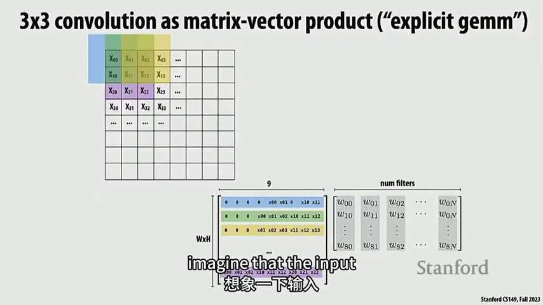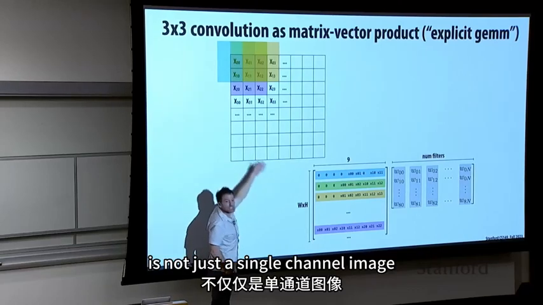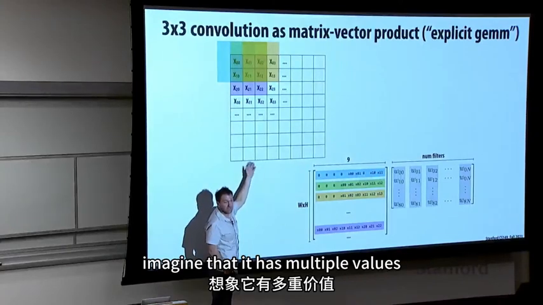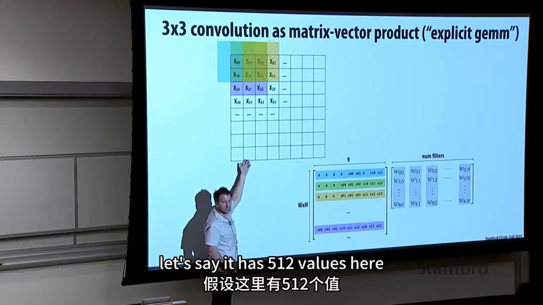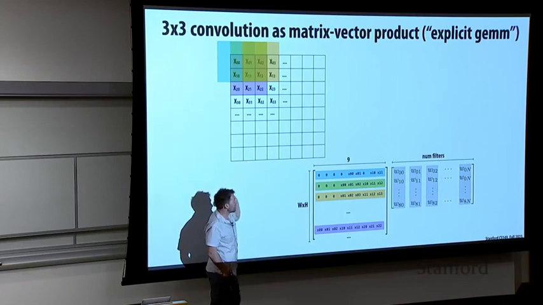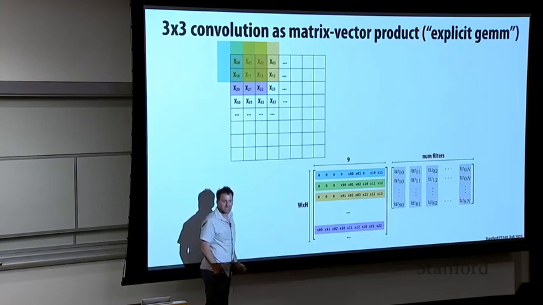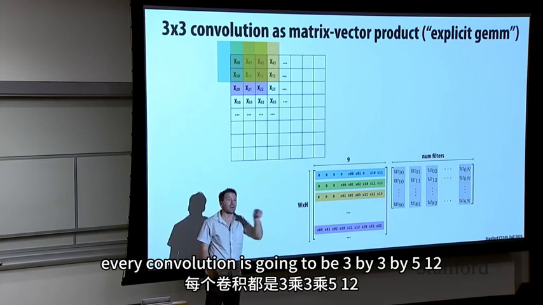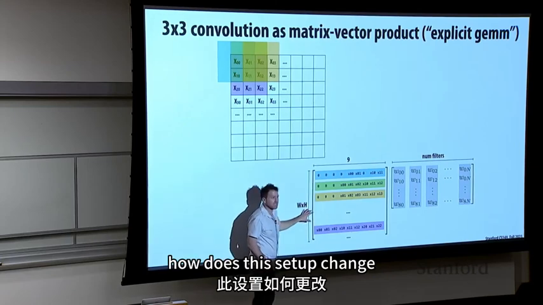Okay, one more check your understanding. Imagine that the input tensor is not just a single channel image. Here at every xy, there's only one value. Imagine that it has multiple values. It's a multi-dimensional tensor. Let's say it has 512 values here. How do I change my computation? Because now remember, every convolution is going to be 3 by 3 by 512. How does this setup change?